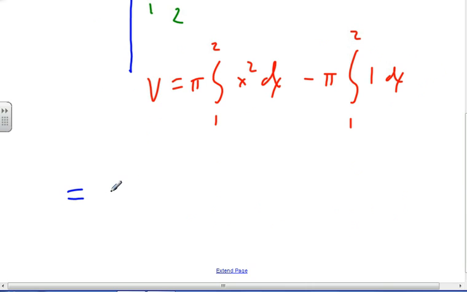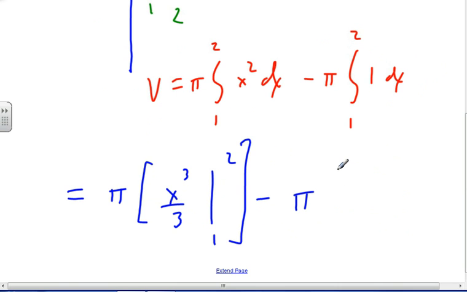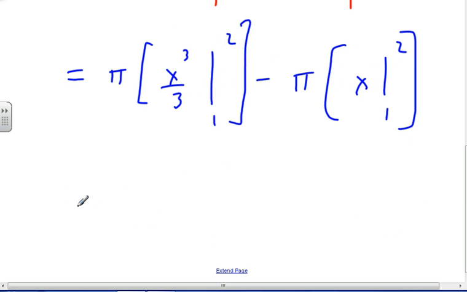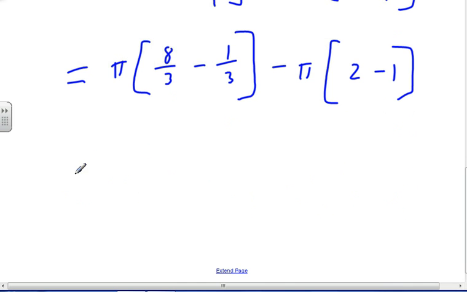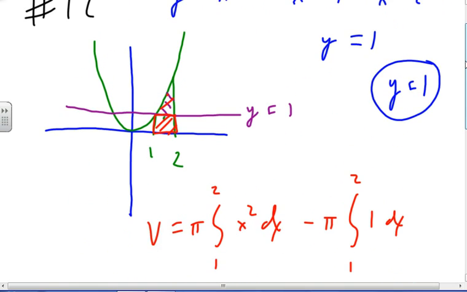And now I'm going to say that I've got pi times x cubed over 3 between 1 and 2 minus pi x between 1 and 2. Alright, so I put in the 2, and I've got pi, 8 thirds minus 1/3, minus pi times 2 minus 1. Did I just blow it really bad? Yeah, I did.